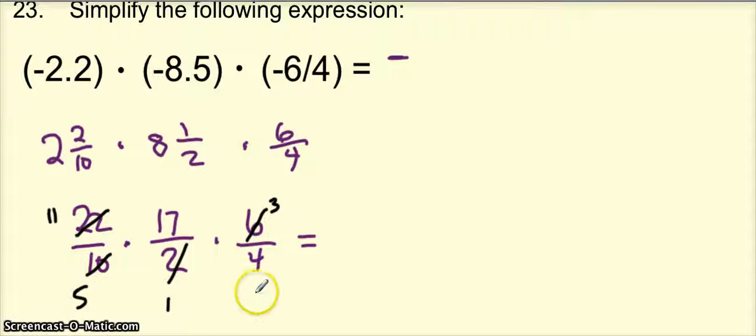And then I'm just going to check to see if I see anything else in common between top and bottom. Nothing in common between 11 and 5, 11 and 1, or 11 and 4. Nothing in common between 17 and 5, 17 and 1, 17 and 4. Nothing in common between 3 and 5, 3 and 1, 3 and 4. So I know I have everything in simplest form.